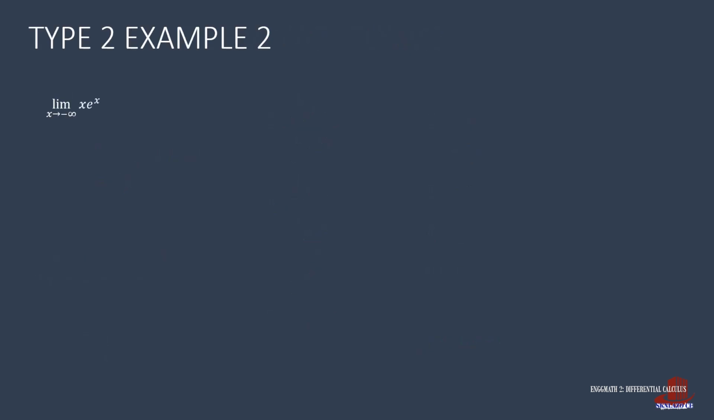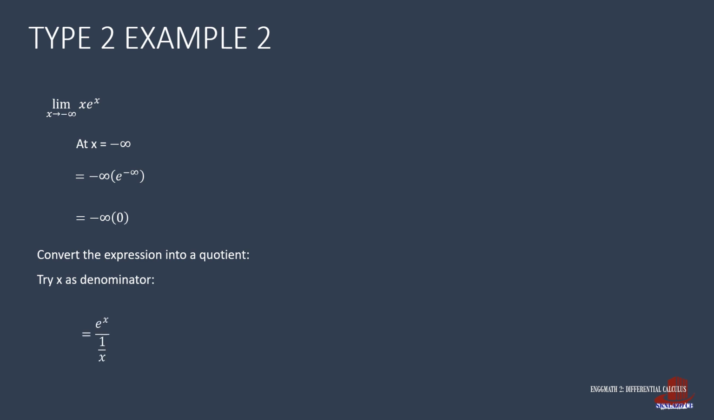The second example has the limit of x times e raised to x as x approaches negative infinity. By plugging negative infinity as x, we have negative infinity times e raised to negative infinity, which can basically be rounded as 0, thereby having the indeterminate form of negative infinity times 0. And to use L'Hopital's rule, we place one term as a denominator. This time, we choose x, making the expression e raised to x upon the reciprocal of x. Then we are ready to apply the rule.